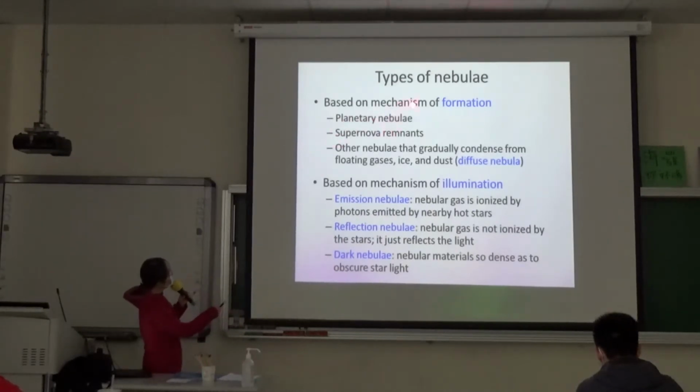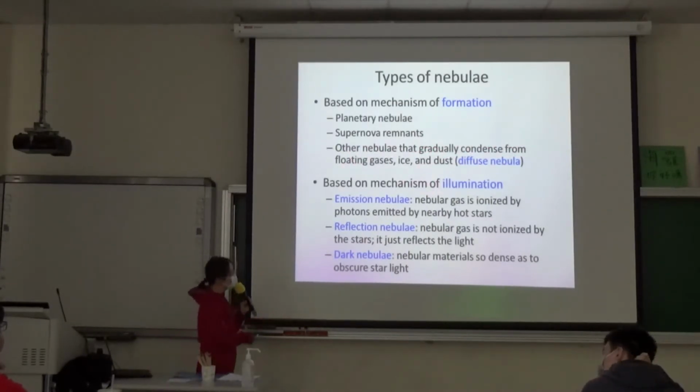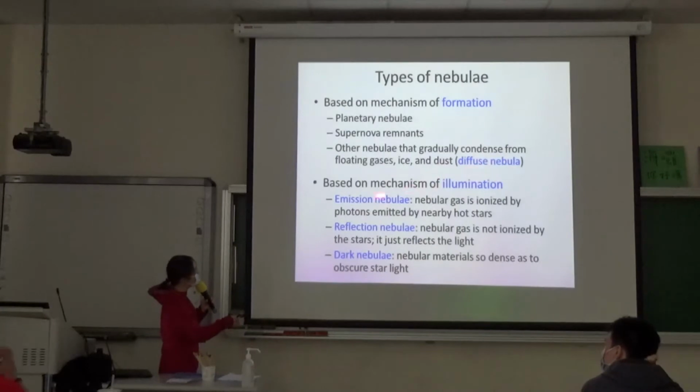So based on the mechanism of formation, there are planetary nebula, which our sun will form in the future, supernova remnants, and other nebula that gradually condense from floating gases, ice, dust, also called diffuse nebula.